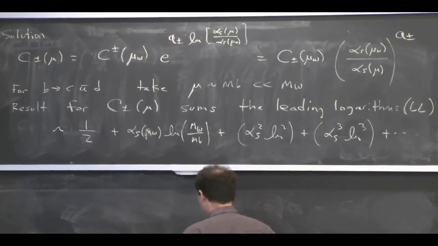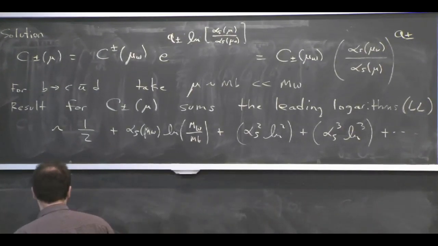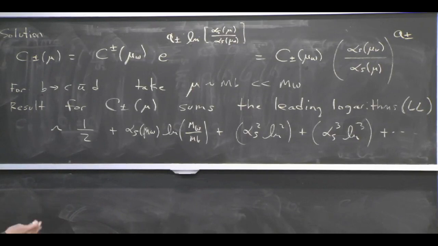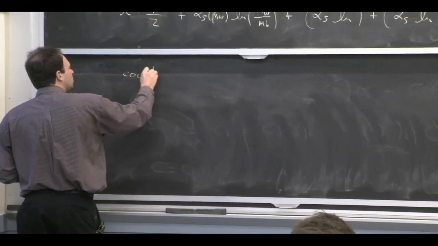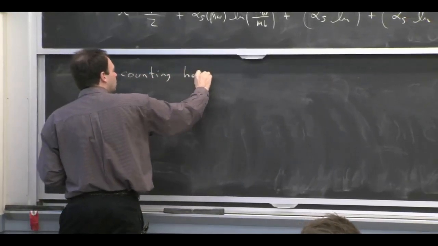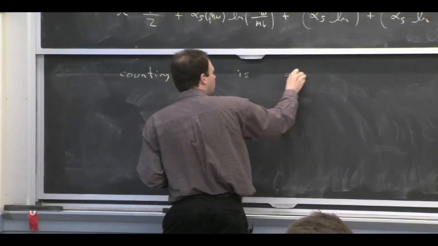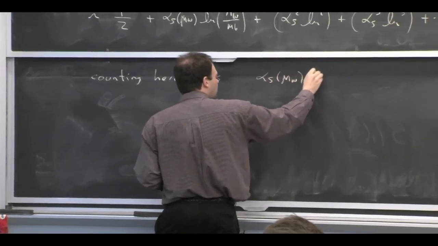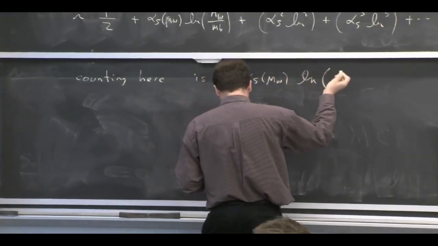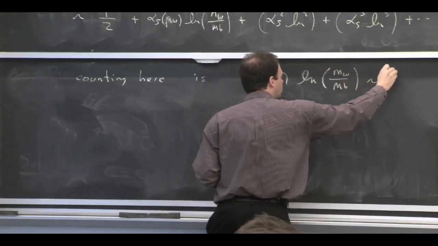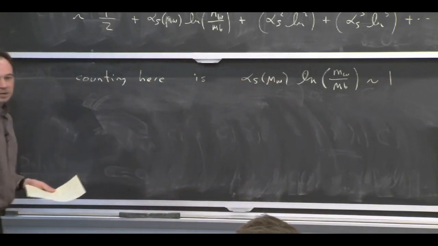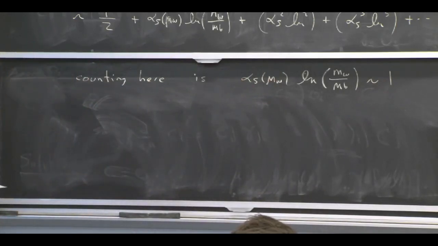So the counting that you're doing in this type of setup, where we would think of using this equation to go down to the scale MB, is that you're counting this parameter as order 1. And you're saying anytime I see a log of MW over MB times an alpha, I'm not going to count that as order alpha, I'm going to count that as order 1. And that's why I have to sum up this infinite series.